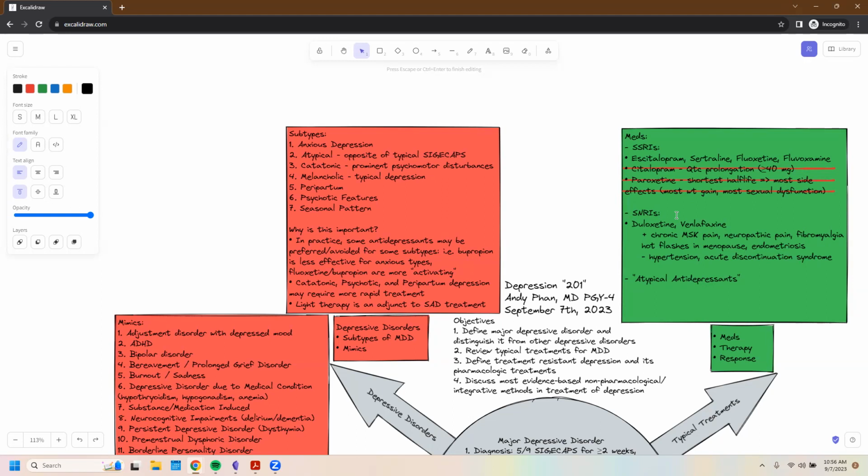Okay, atypical antidepressants. So that's where we're talking about bupropion. And this is technically considered a norepinephrine and dopamine reuptake inhibitor. So when would you want to reach for bupropion? Yeah, good. Mirtazapine too. Cool.